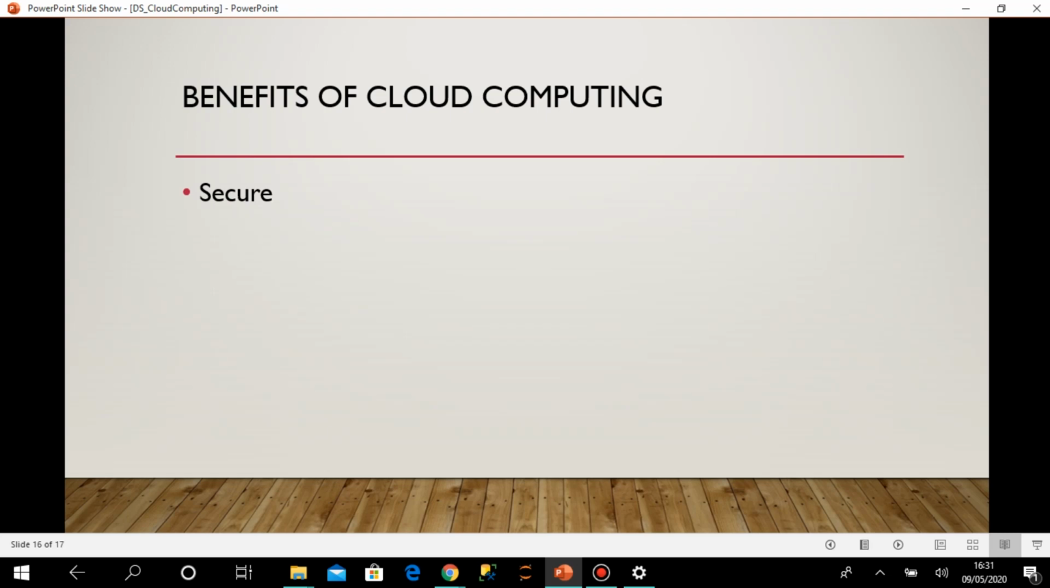Okay, so we have had some introduction to cloud computing. In the next sessions we'll go into more detail about cloud computing with Microsoft Azure.